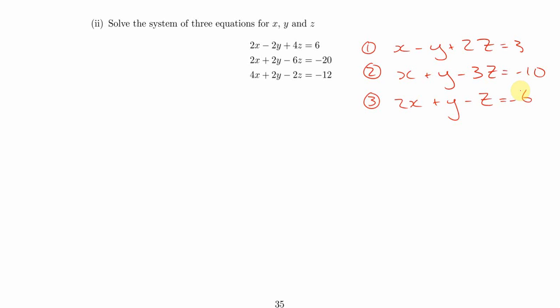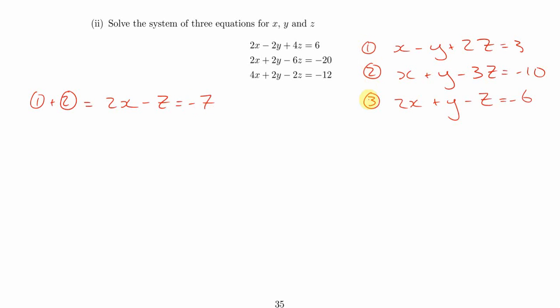Pretty straightforward. Now we've got a plus y and a minus y, so when we add those two lines together, they're going to cancel out the y's. So we add row 1 and row 2. So let's do that over here. 1 plus 2. Now we've got ourselves 2x, but the y's cancel out to leave us with just negative z, equal to negative 7.